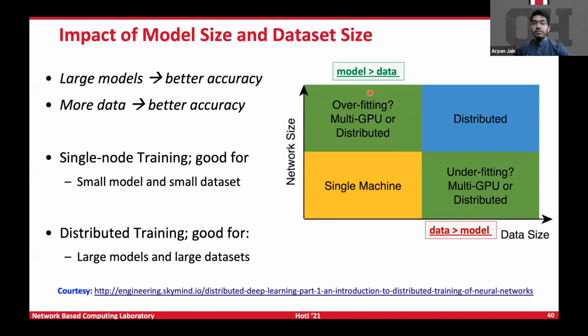If you have smaller data and a bigger model, then you will go into the underfitting regime. And if you have a bigger model but a smaller data set, then you will go into the overfitting regime. So what are those things? Let me explain it.